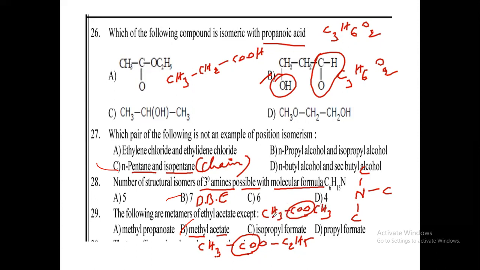And in this case, how many carbon atoms? 3 only. But in the given structure, 1, 2, 3, 4 carbons are there. So it cannot be a metamer. It cannot be an isomer of the given ethyl acetate. Is that clear?